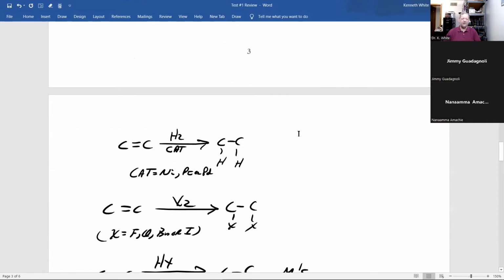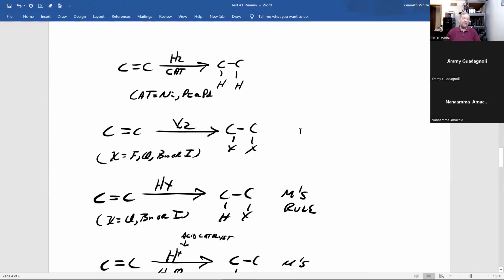All right, now there are reactions you should know. And I've given you the general ones. 1, take a double bond, react with hydrogen and a catalyst. The catalyst can be nickel, platinum, or palladium. You break the pi bond, and each carbon of the double bond gets a hydrogen.